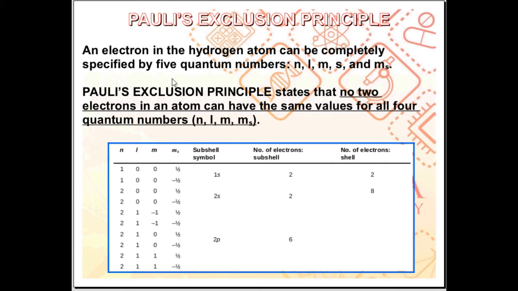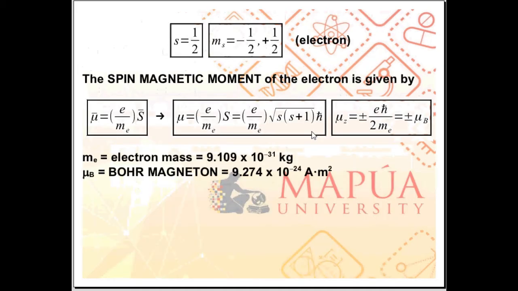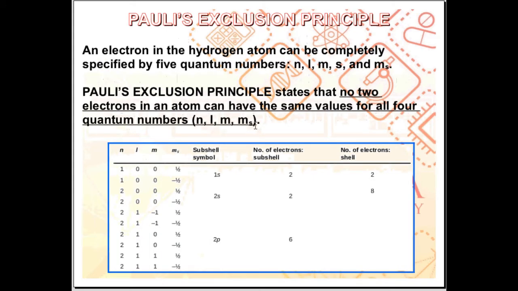Now, Pauli's exclusion principle states that no two electrons in an atom can have the same value for all 4 quantum numbers, n, l, m, m_s. s, you will recall, for an electron is just limited to 1/2. So it doesn't matter what electron in the atom you are looking at, s will always be equal to 1/2. But for n, l, m, and m_s, the combination of these quantum numbers, no two electrons in an atom can have the same values for all 4 quantum numbers. So we can identify a specific electron by these 4 quantum numbers.